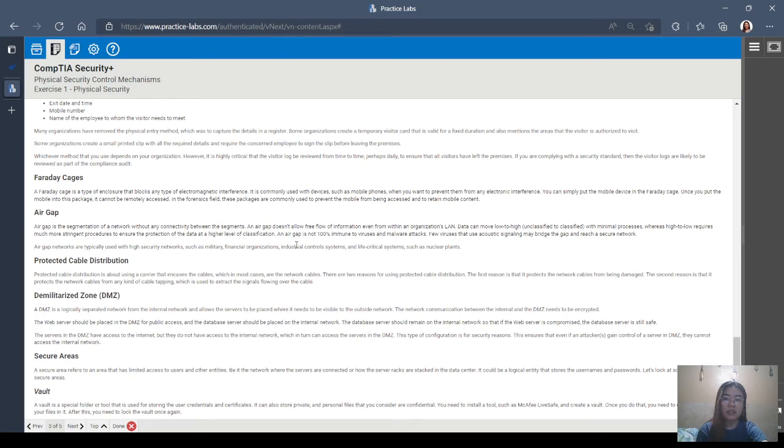However, it is highly critical that the visitor log be reviewed from time to time, perhaps daily, to ensure that all visitors have left the premises. You can comply with a security standard, as the visitor logs are likely to be reviewed as part of the compliance audit.